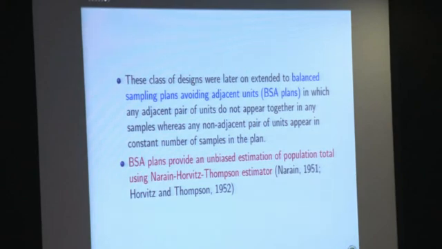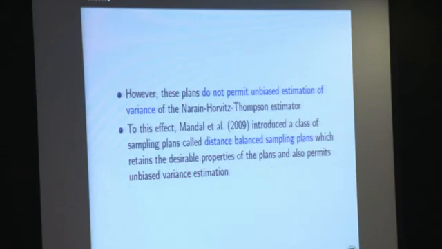But there was a problem in these plans: they do not provide any unbiased variance estimation for, say, the Narayan Hurwitz Thompson estimator. That was a problem in this plan. Though they provide unbiased estimation of the total, variance estimation was a problem.